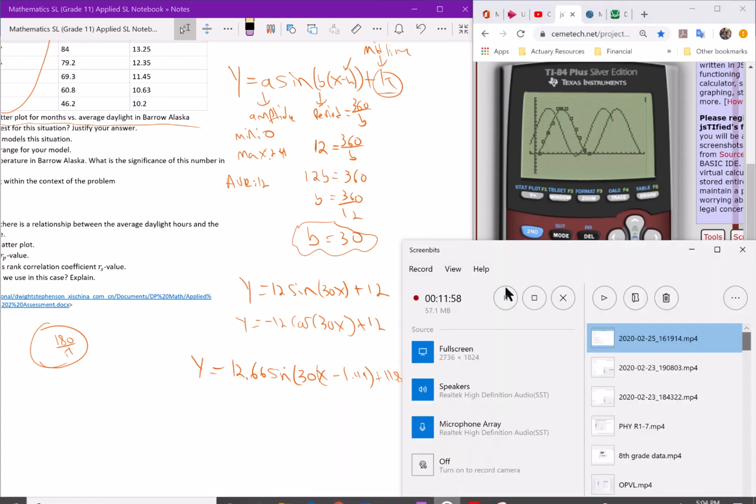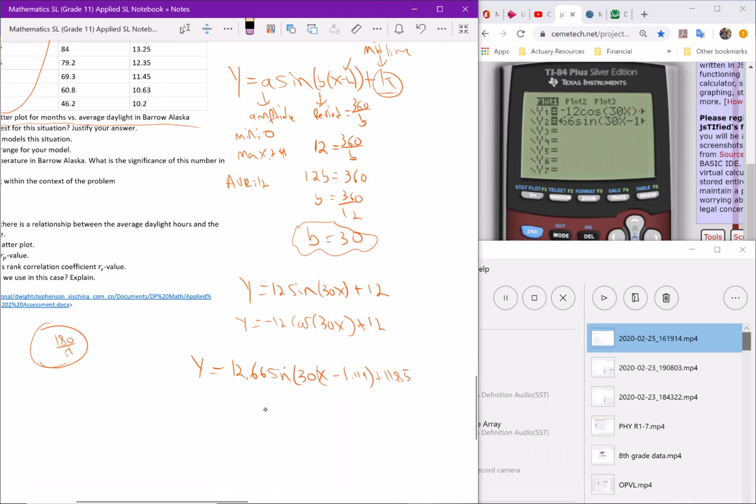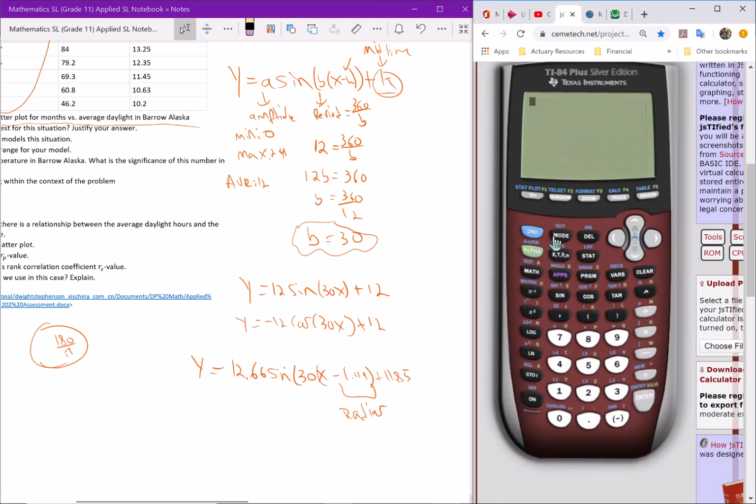Did I fix it? Okay, I know what it is. This is also in radians. That c value is also in radians. So we're going to take that value, 1.49, and multiply it by 180 over pi. And we get 85.37. Okay, so we're going to go back in here and change this to 85.37. It's better.